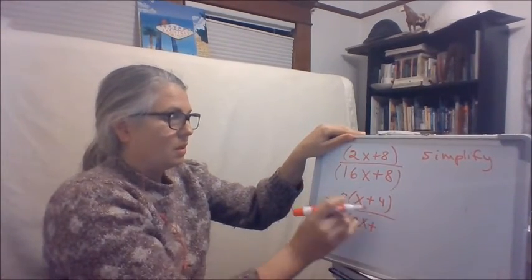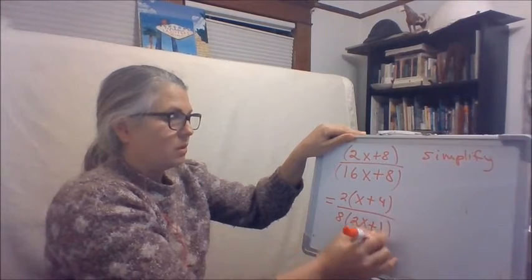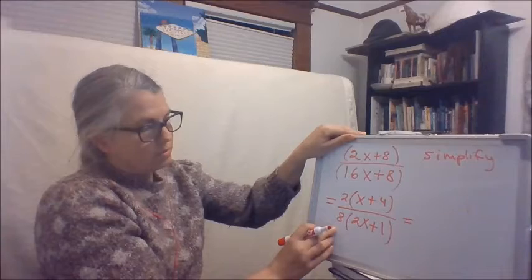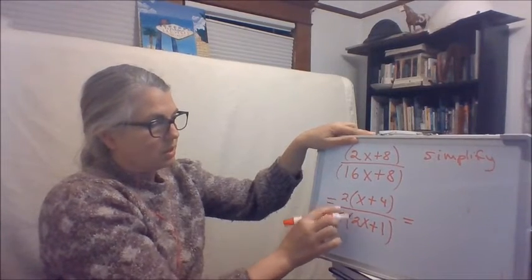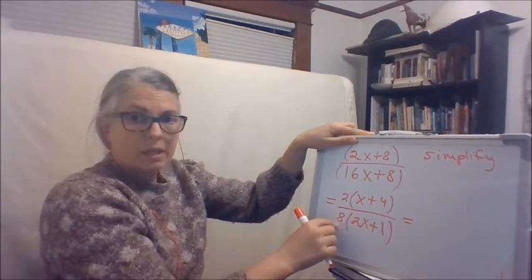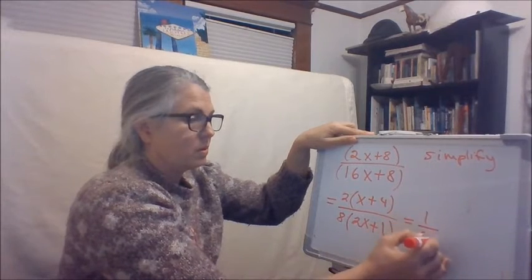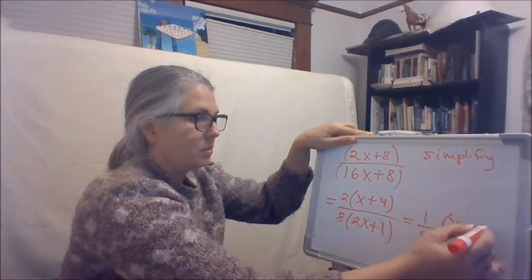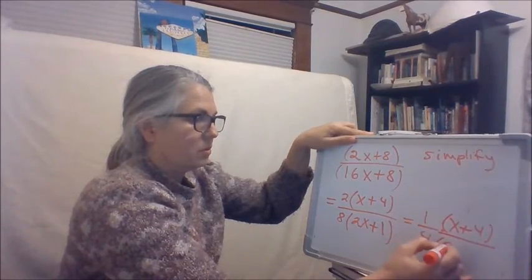And I'm like, oh, well, look at that. 2 over 8. 2 over 8 is 1/4. Right? X plus 4 in parentheses over 2x plus 1 in parentheses. And then I'm done. I can't really do anything more with that expression.